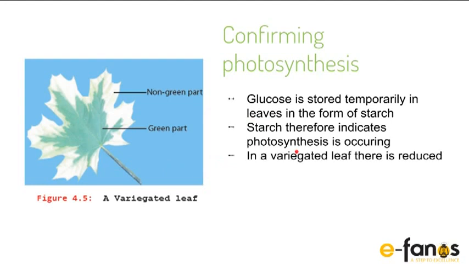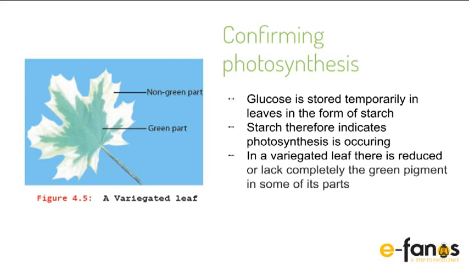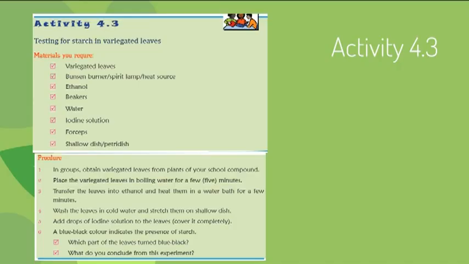In a variegated leaf, there is reduced or complete lack of the green pigment in some of its parts, and you can test for that in this activity, 4.3. By using some variegated leaves and some iodine solution, in groups you can test for starch and the presence of photosynthesis.